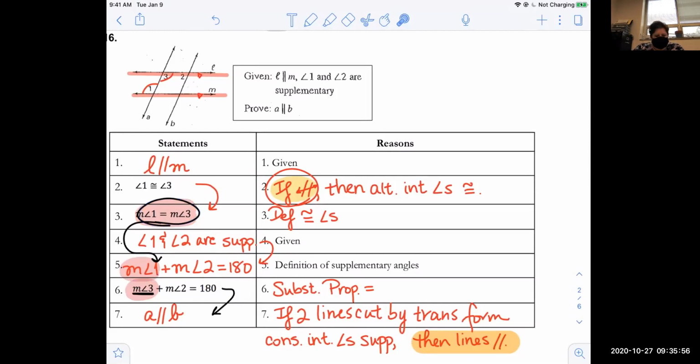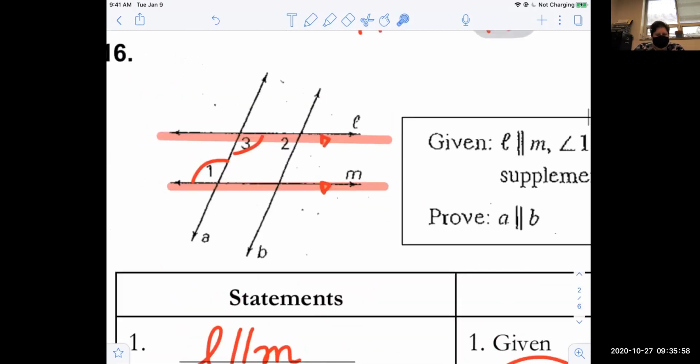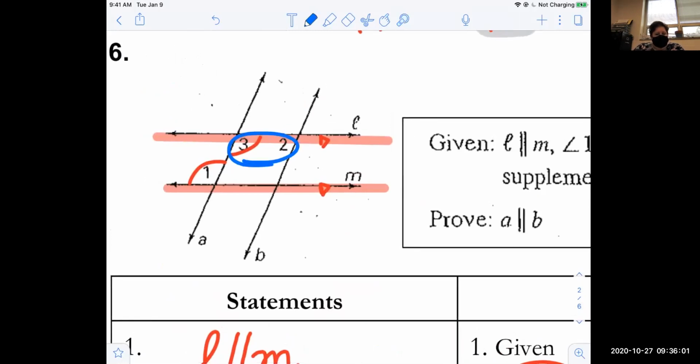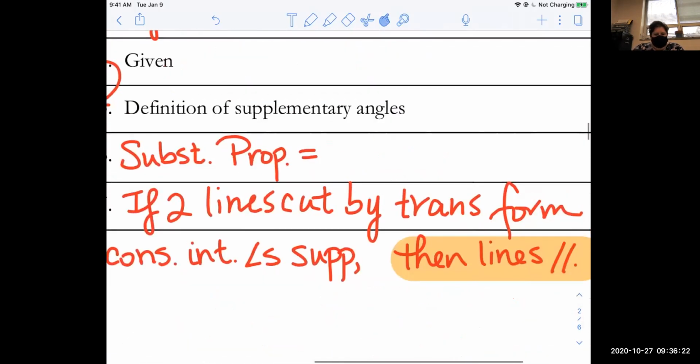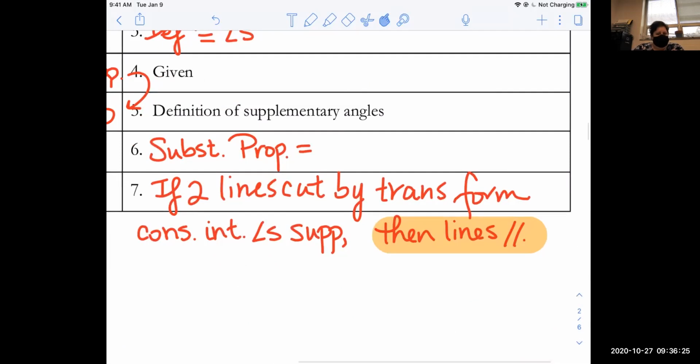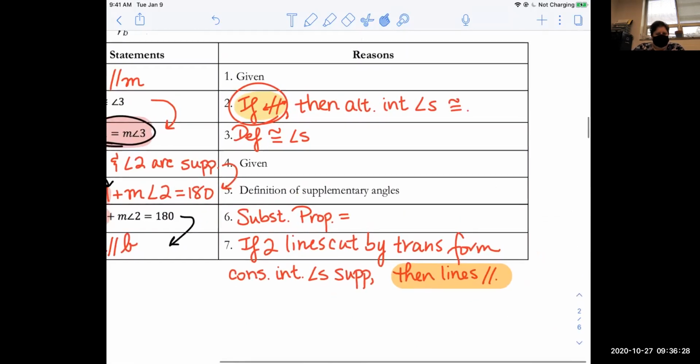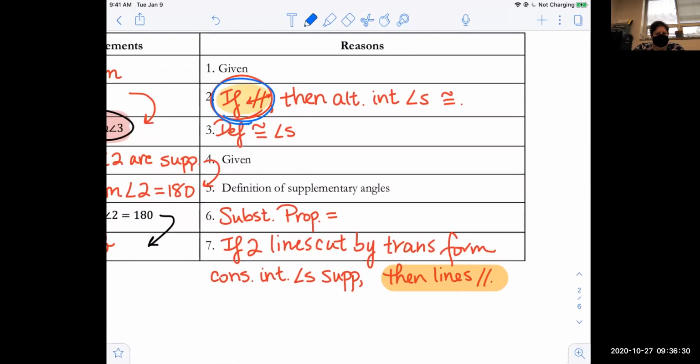Okay, and then that means that because 3 and 2 are supplementary, the linear pair, the transversal would be L, and that means that these would be your lines that are parallel, with L being the transversal. Since 3 and 2 are consecutive interior and they're supplementary, that makes a parallel to B. So again, on that one, we're using the if you have consecutive interior angles that are supplementary, then the lines are parallel. So we're using converses on this. We're starting with the parallel lines here. We're ending with the parallel lines here.